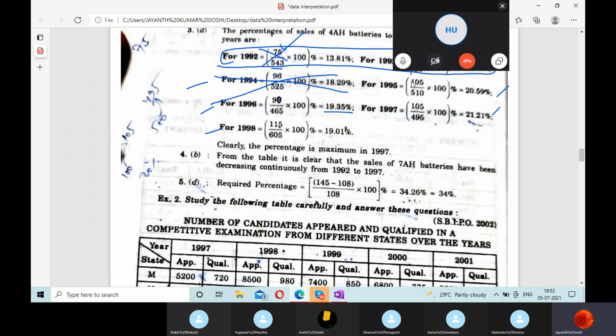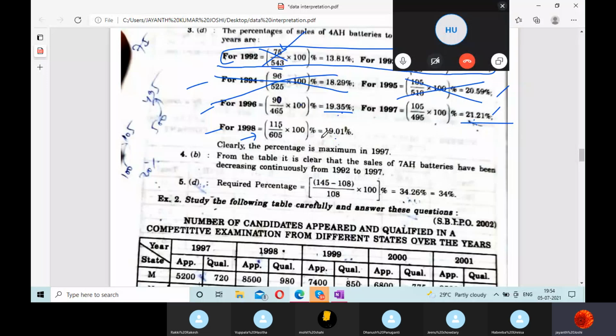105 by 510. This one also is smaller and this one is bigger. So this and now this. In these three there is a tie. So this one is smaller than this. Okay. 19.35 is smaller than 21.21. Only this one is left over.